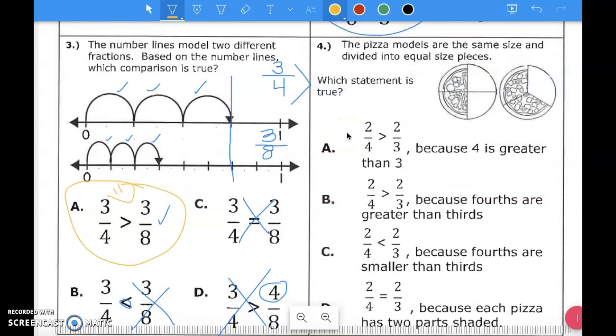And we're going to read number 4. The pizza models are the same size and divided into equal size pieces. Which statement is true? So my bigger piece is this. I can see the area. This is 2 out of 3. That's bigger than 2 out of 4.